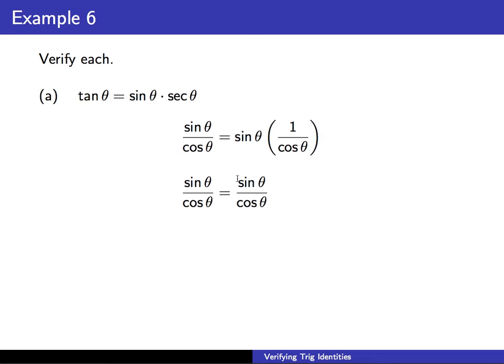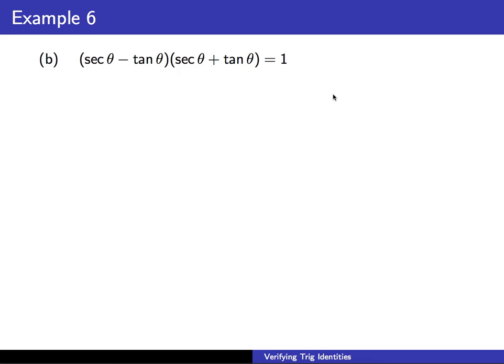So a couple strategies here, converting everything to sine and cosine, and working with both sides of the equation at the same time to show that they equal the same thing. So if tangent of theta equals sine over cosine and sine times secant equals sine over cosine, two expressions equal to the same expression must equal each other. So it's basically the transitive property. All right, part B, secant theta minus tangent theta times secant theta plus tangent theta equals 1.